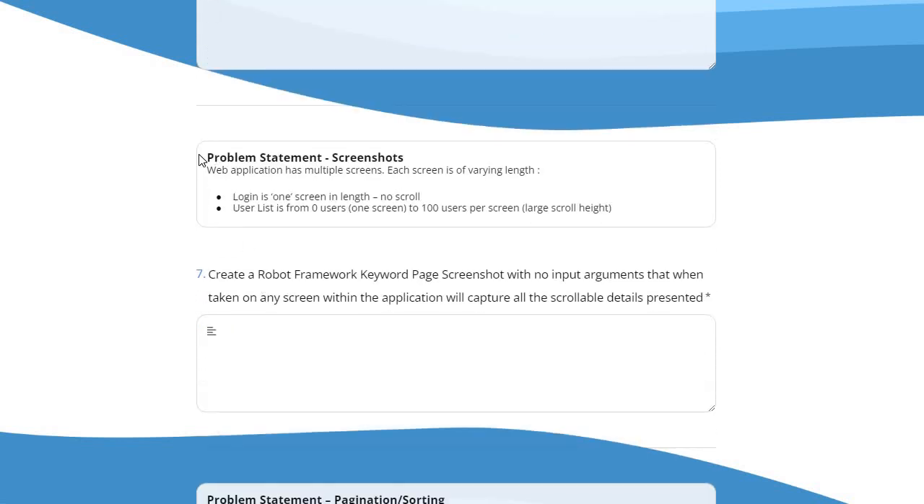Another problem statement they gave is the screenshot. So how can we take a screenshot in Robot Framework? In Robot, a keyword has to be created for the screenshot so that we can display the code. We will see how the screenshot is taken as part of Robot Framework.